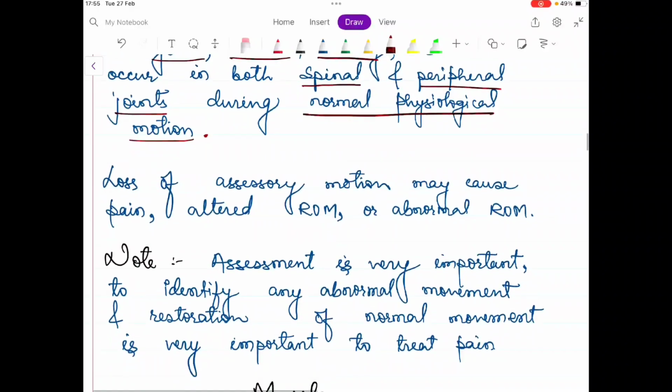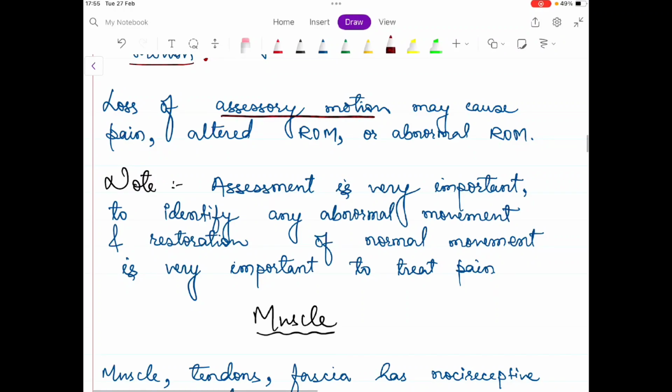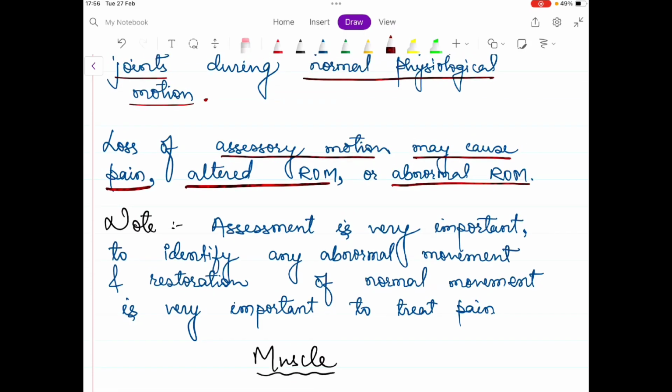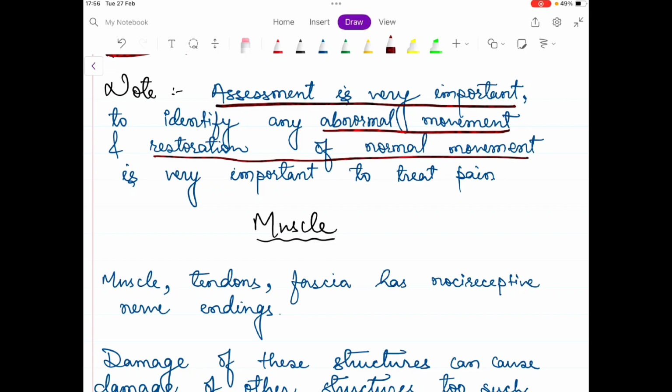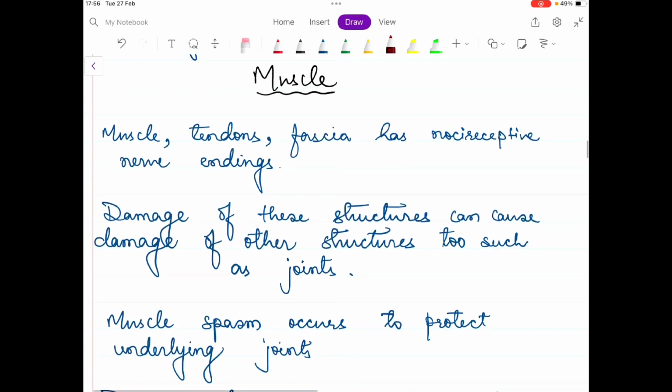Now loss of accessory motion may cause pain, altered range of motion or abnormal range of motion. So this is why accessory motion and physiological motion are very important. Assessment is very important to identify any abnormal movement, and restoration of normal movement is very important to treat the pain. So there are 2 important highlights. Now let's talk about the muscle.